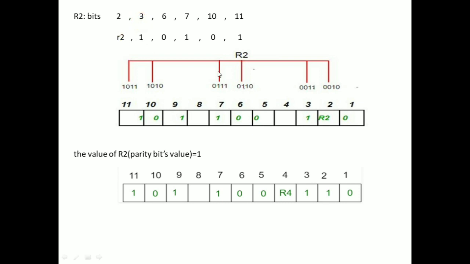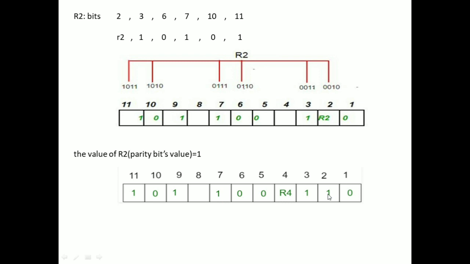At the third bit position we have 1, and at the sixth bit position we have 0. At the seventh we have 1. At the 10th we have 0, and at the 11th we have 1. Now again we are following even parity. How many ones are there? 1, 2 and 3 ones are there. So to make it even parity, one bit has to be added. So the final value of R2 will be 1. I hope you got it, right?